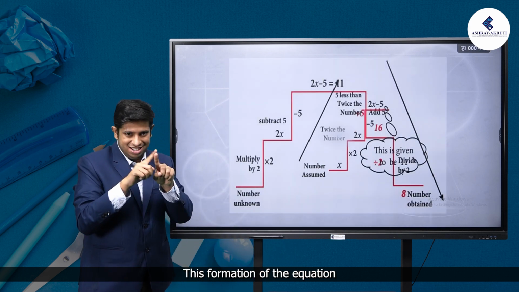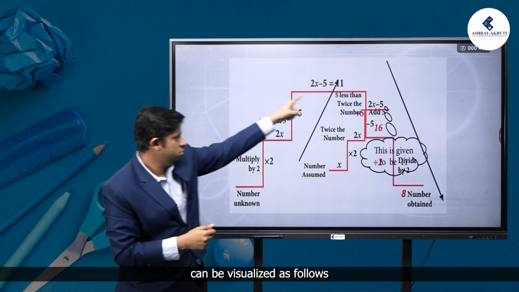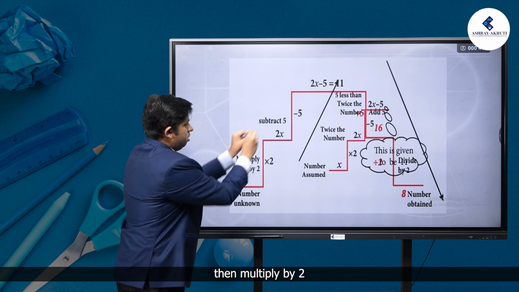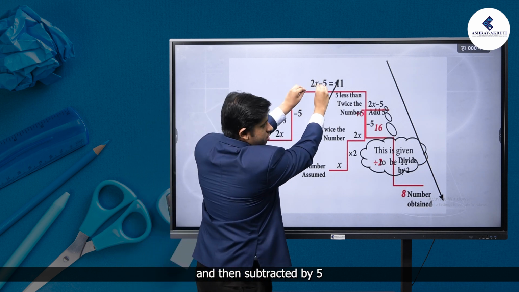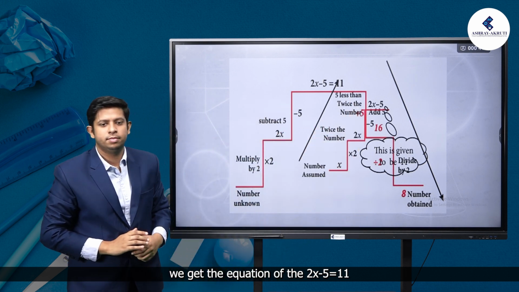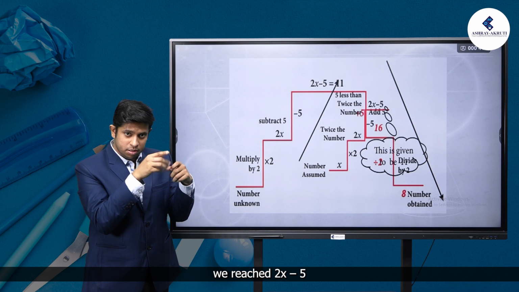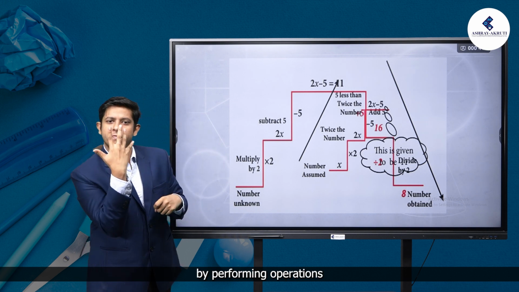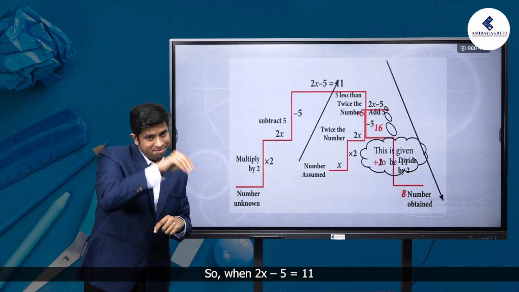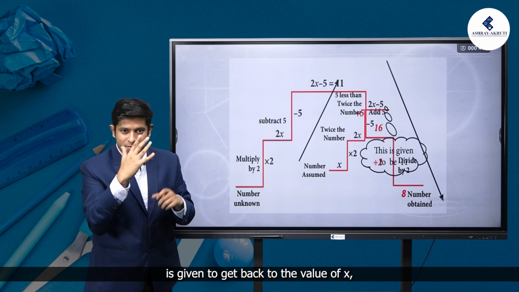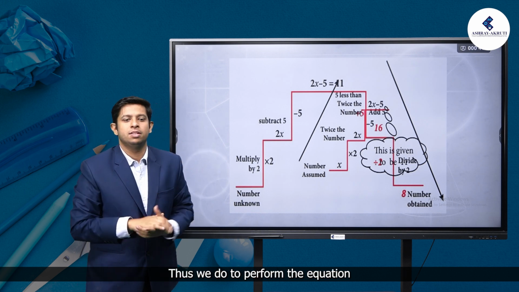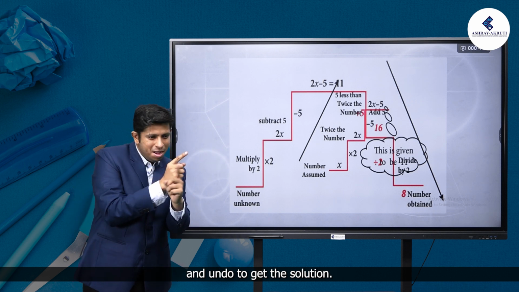This formation of the equation can be visualized as follows. Number unknown, then multiplied by 2 and then subtracted by 5. That is how we get the equation 2x minus 5 is equal to 11. From the number x, we reached 2x minus 5 by performing operations like subtraction, multiplication, etc. So when 2x minus 5 is equal to 11 is given, to get back to the value of x, we have to undo all that we did. Thus, we do to form the equation and undo to get the solution.